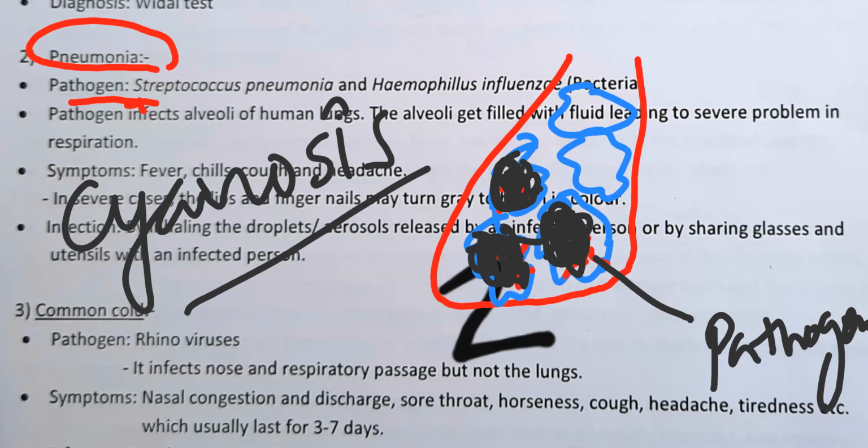Also, if somebody has used glasses and utensils, things which are used by one person, and you use them, maybe that can also be a cause of the infection. If an infected person has passed on some pathogen on that glass or any such material, it can spread to another person. It is possible. That is about pneumonia.